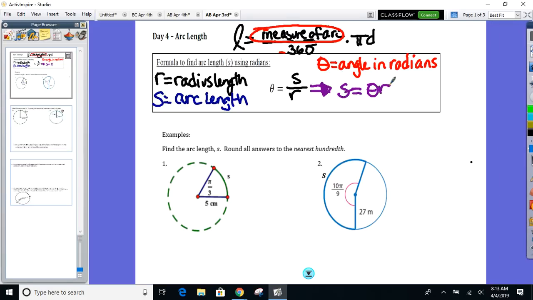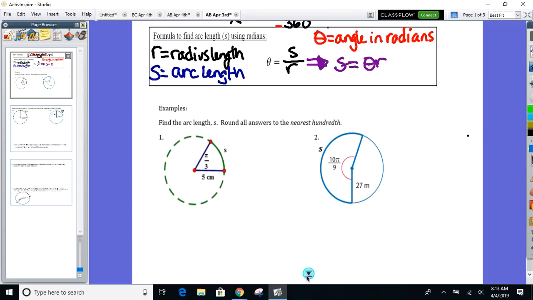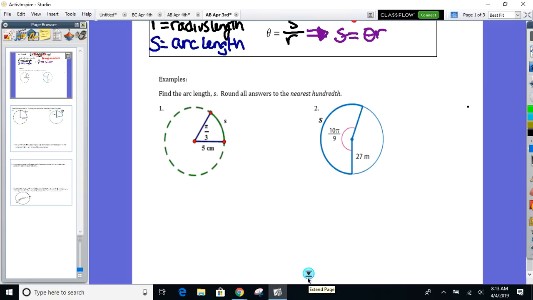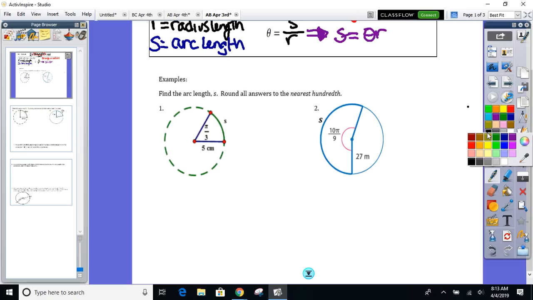All right, so now we have two formulas to find the length of an arc. One is if the measure of the angle is in degrees, and the other is if it's in radians. And we'll talk at the end, is it really necessary to remember both? No, we'll talk about that at the end, how you can get away with just knowing one of them. All right, so here we go.